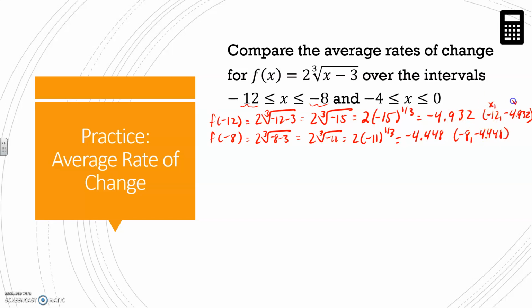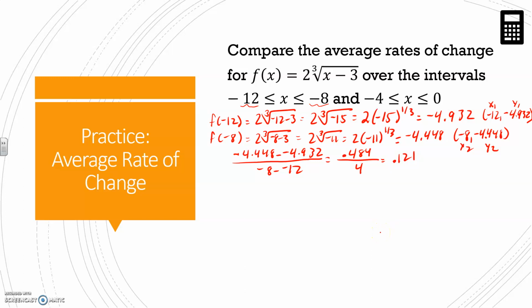Again, I have an x1 and a y1, an x2 and a y2. And then to find my rate of change, I would do negative 4.448 minus negative 4.932. So I do have a double negative there. Over negative 8 minus negative 12, which again is a double negative. I type those into my calculator. I get 0.484 over positive 4, and I get 0.121.